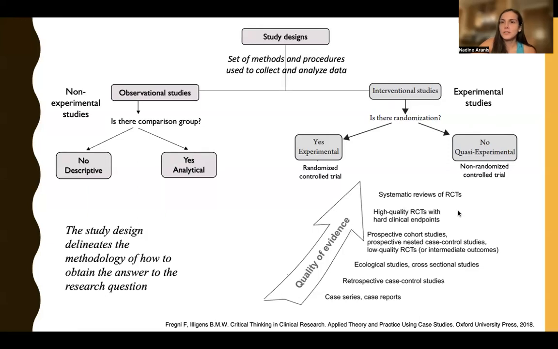The most important thing is that study design will help you delineate the methodology of how to obtain the answer to your research question. So even though we know that the strongest level of evidence is from randomized controlled trials, we might not have to use that approach for every single clinical research question.